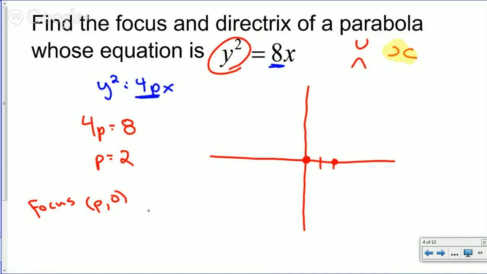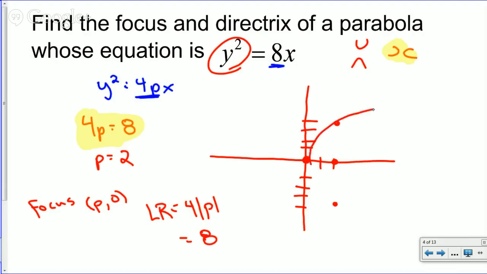Okay. So now I need to know, what is the LR? How wide or narrow is this graph? Well, remember, LR is 4 absolute value of P, which happens to be 8, which is this number right here. Really, when you find the P value, you're also finding the LR too. So from this focus, I'll go up 4, and I'll go down 4, put a dot, and then there's my parabola.